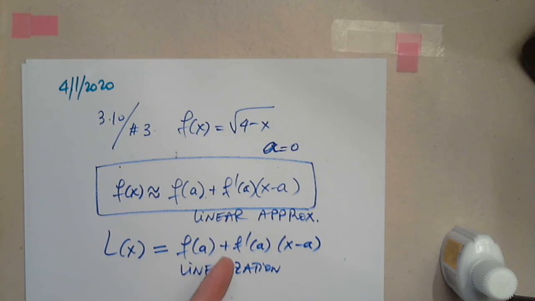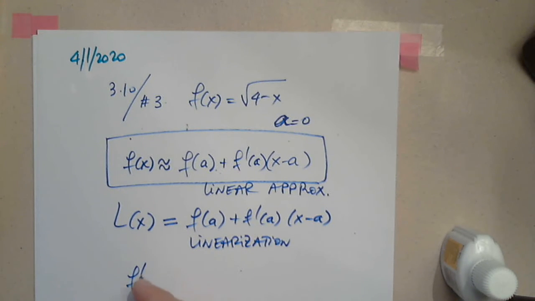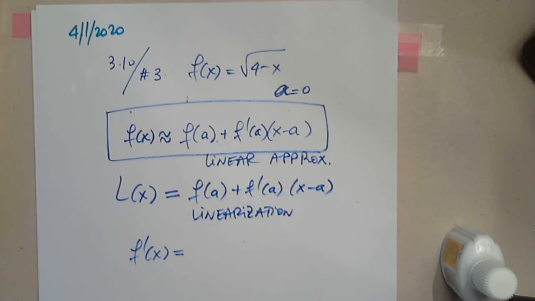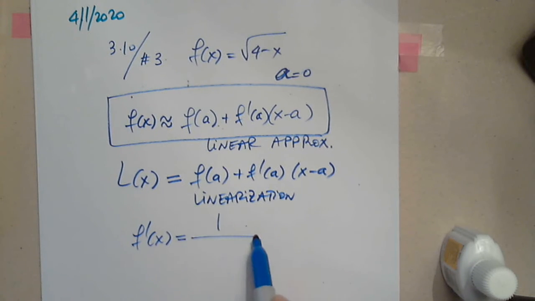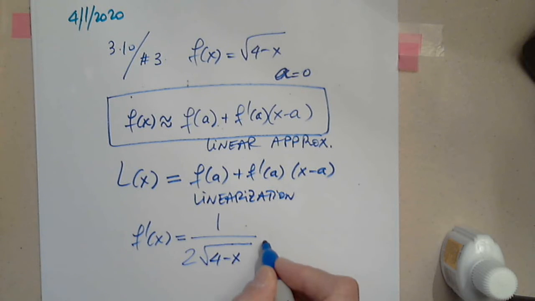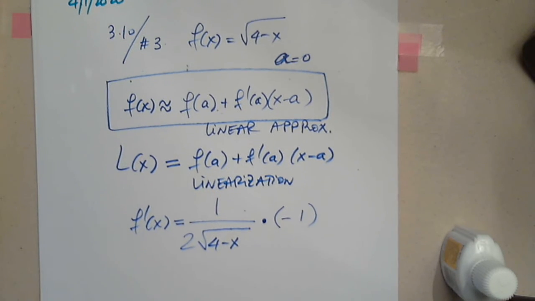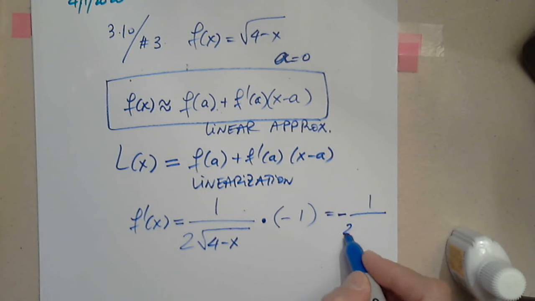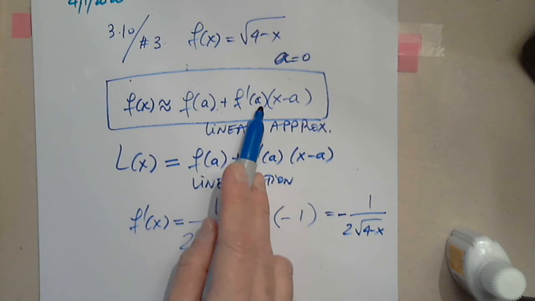Now we have to determine f of a, we have to determine f prime of a, and we have to put 0 for a, and f prime of 0 and f of 0. So let's differentiate f of x first. What do we get? We get 1 over 2 the square root of 4 minus x, times 4 minus x prime, which is, 4 prime is 0. So when we differentiate negative x, we get negative 1. Excellent. Very good. So indeed, this is negative 1 over 2 the square root of 4 minus x. Perfect. Now I have to determine f prime of a.